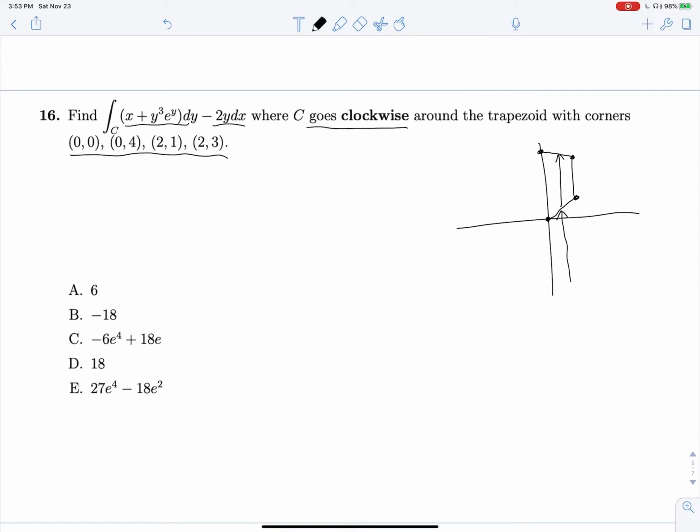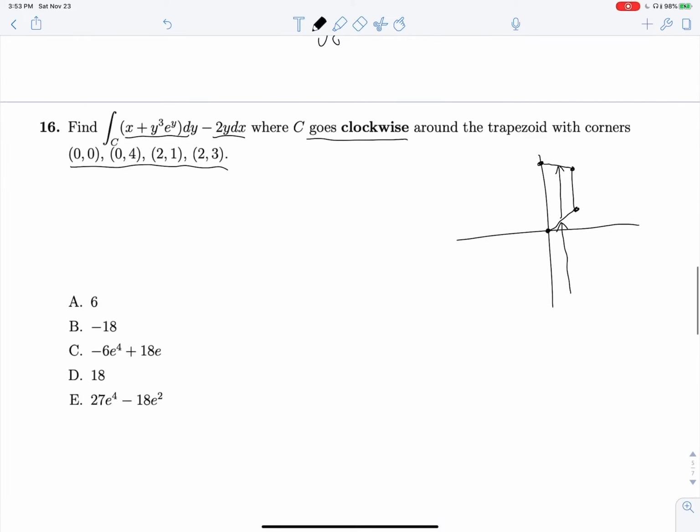Okay, so going on with the normal Green's theorem kind of thing, we notice that they have this in a little bit of an interesting form. They have dx before dy. So let's rearrange this thing. It's the integral over c of negative 2y dx plus (x plus y cubed e to the y) dy. Okay, so this is looking a little more like something we can deal with.